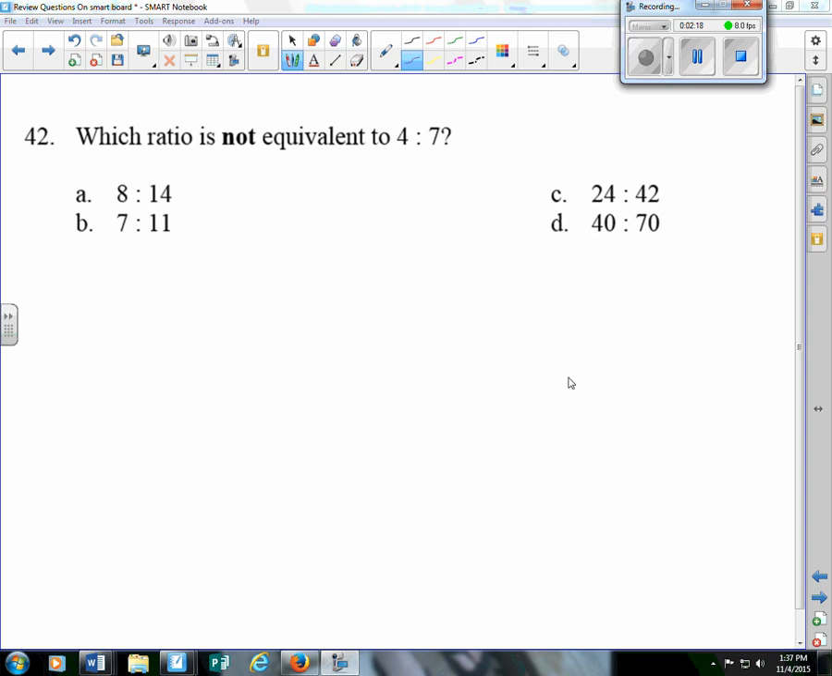Which ratio is not equivalent to 4/7? 8 to 14, well, 2 times 4 is 8, 2 times 7 is 14, that works. 4 does not go into 7, and 7 does not go into 11, so I'm guessing that it's this one. 4 goes into 24 6 times, 7 times 6 is 42, that works. 10 for each, so B is correct.